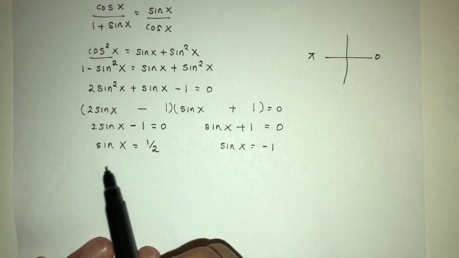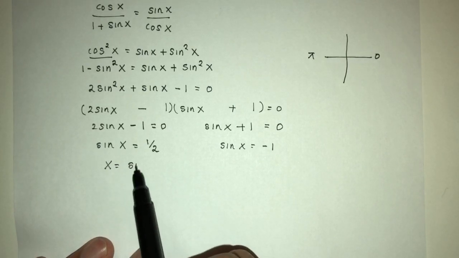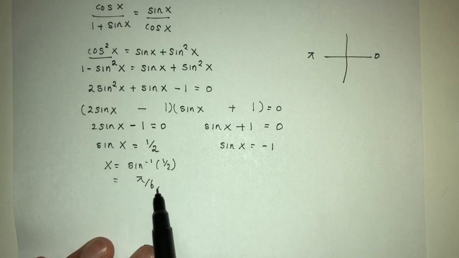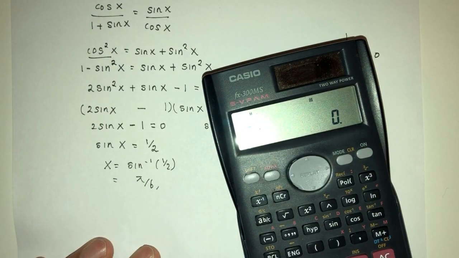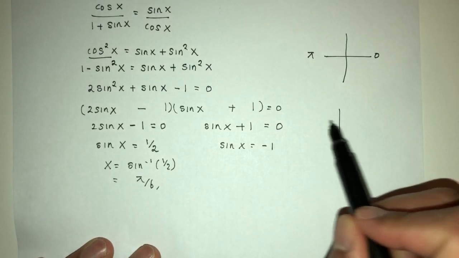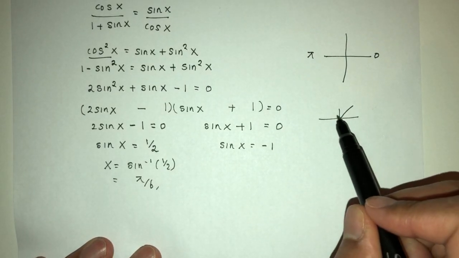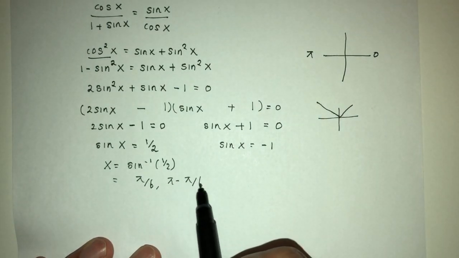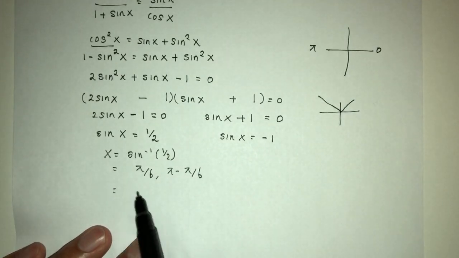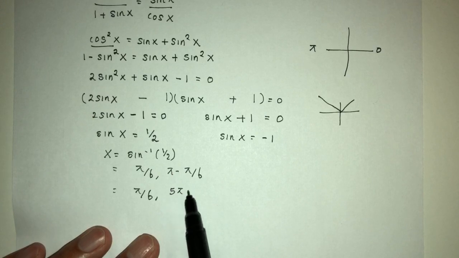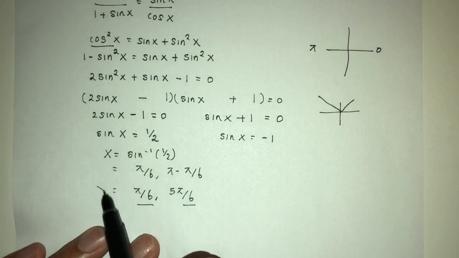So this one, it is positive, as you can see, x will be sine inverse of half. That will be pi by 6, which is 30 degrees. You can always use your calculator as well to find that. And then the other value will be, since it is sine, when sine is positive, it is in the first quadrant and in the second quadrant. So here we have pi minus pi by 6. So the answer will be pi by 6, and then that will be 5 pi by 6. So these are your values for x for this one.